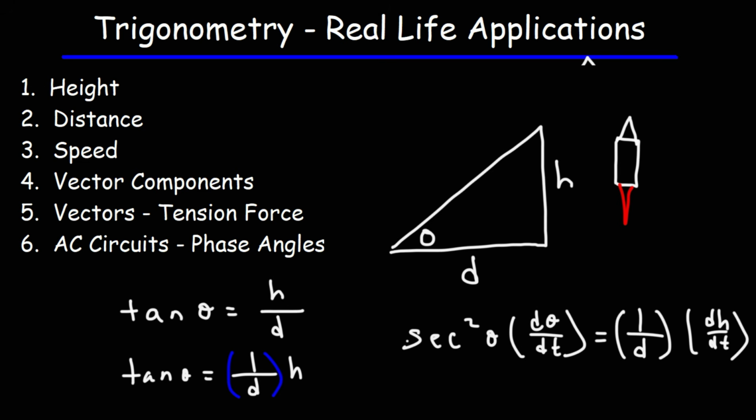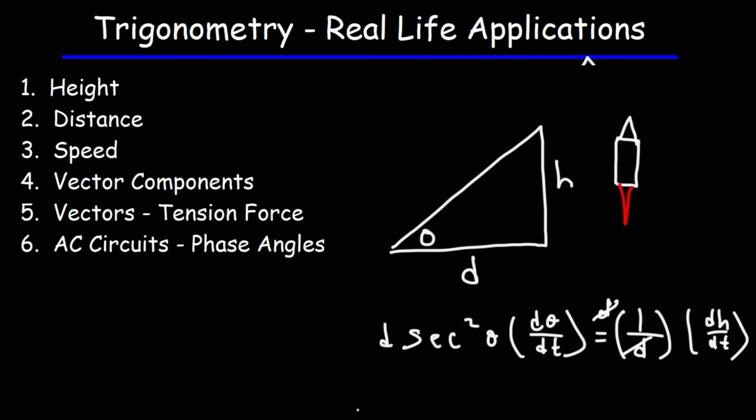So multiplying both sides by d, we get a formula for the instantaneous speed of the rocket. So dh dt, which we can call Vy if we want to, that's the vertical speed of the rocket, is going to equal d times secant squared theta times d theta dt.